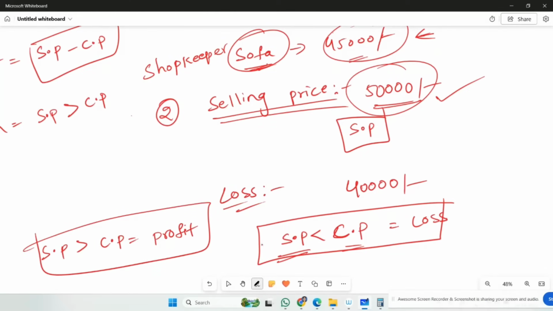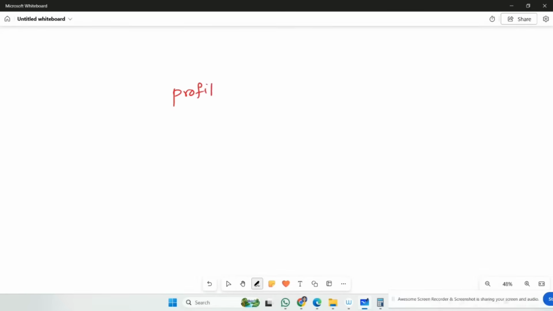Okay. So the profit formula is selling price minus cost price. When it comes to loss, the loss formula is cost price minus selling price. Okay, I will rewrite the formulas. Profit equals selling price minus cost price. Loss equals cost price minus selling price. Note down these two formulas. Let's see some example questions.